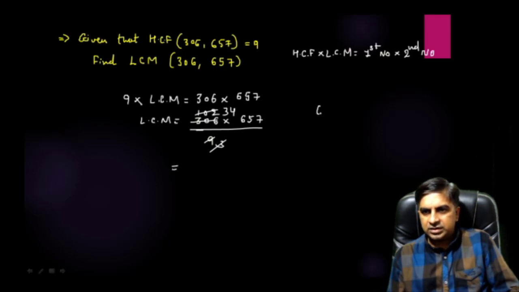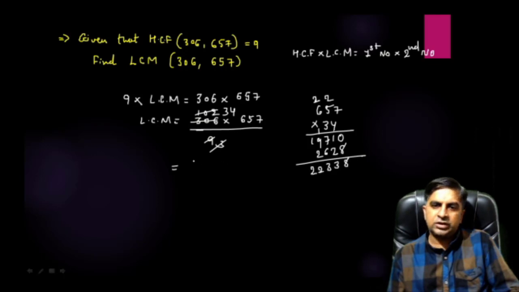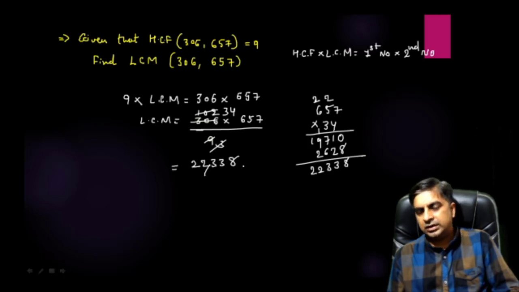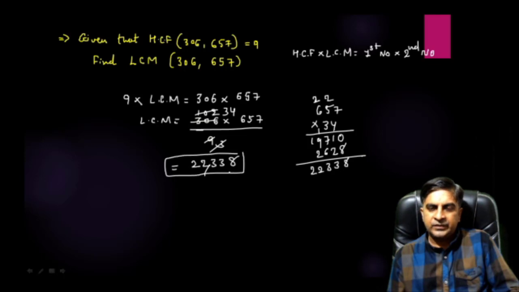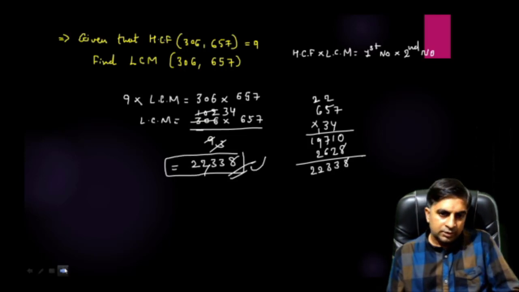Now we need to multiply this 657 into 34. So 4 7s are 28, 2 carry, 5 4s are 20, 20 plus 2 is 22, 2 carry, 6 4s are 24, 26. Then 3 7s are 21, 2 carry, 3 5s are 15, 16, 17 carry 1, 18 and 19. So you get 22,338, that is your LCM, guys. So this way you can go with the answer.